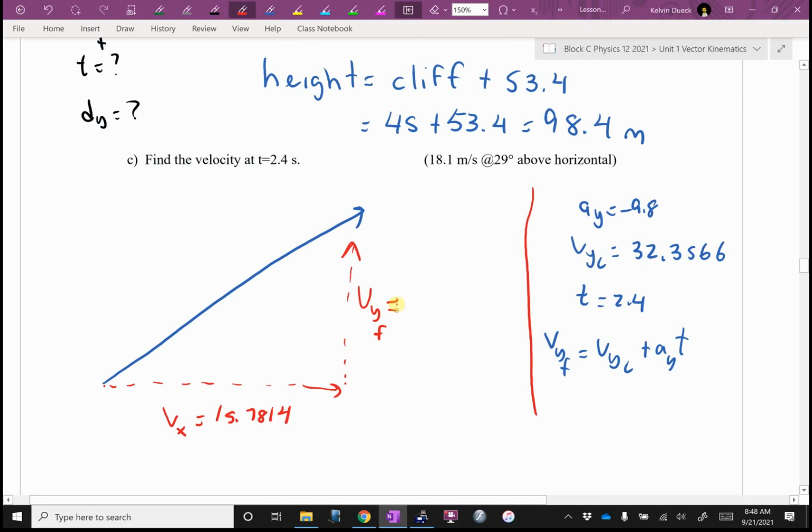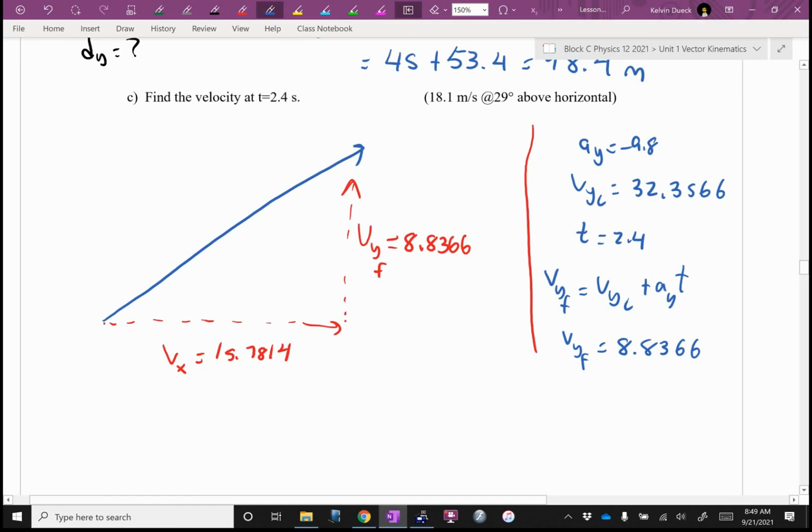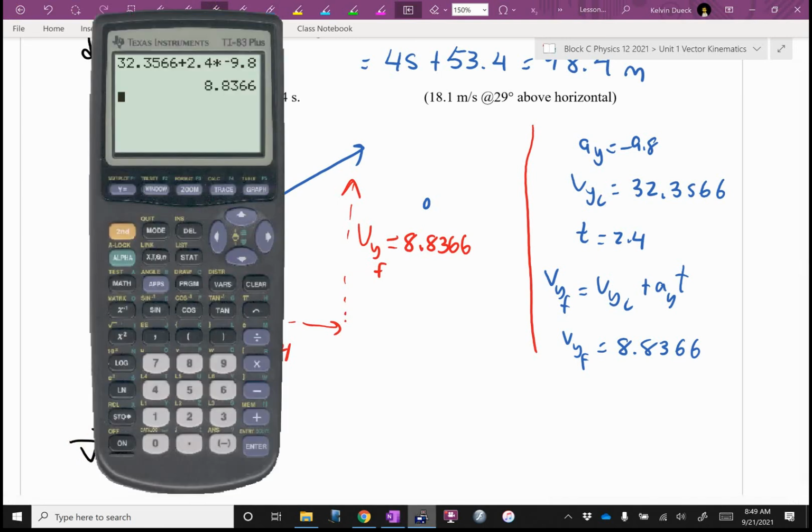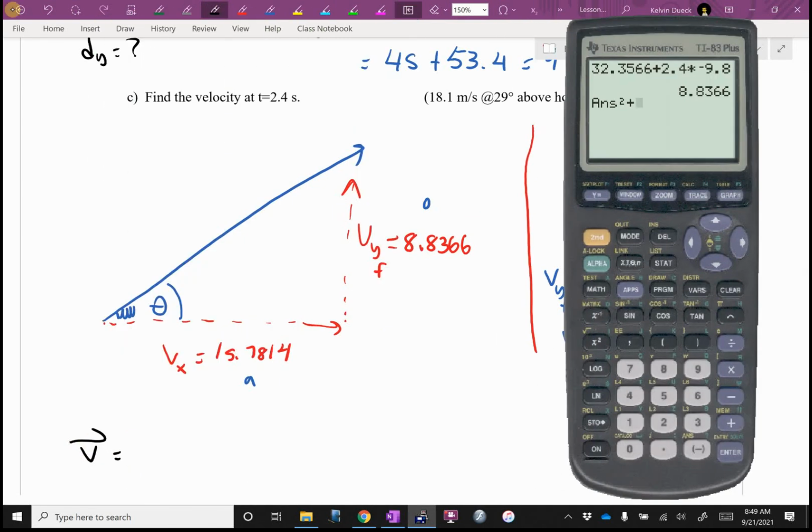I'm going to write that on my diagram, 8.8366. I don't know if you remember at the very beginning on the first day, I said you're going to get really good at trig. In fact, I said I want you to get almost as good at trig as you got last year with formula manipulation. Hopefully we're in familiar territory now. Pythagoras again. And where's theta going to go? Bottom left or top right? Opposite. Tan again. So V is going to be that number squared plus 15.7814 squared, square root. The magnitude is 18.1.